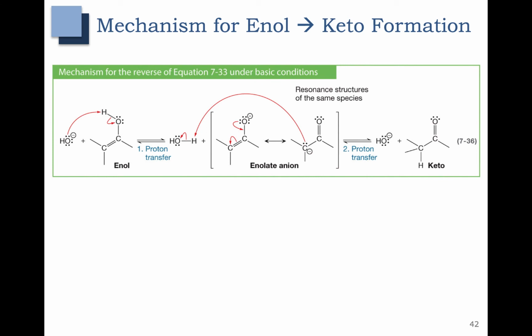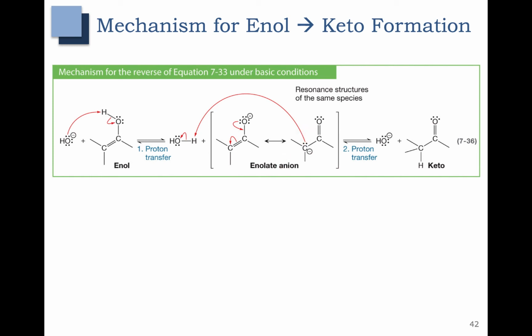Now let's look at the mechanism for enol-to-keto tautomerization, or enol-to-keto formation. We're just going to do the reverse of what we did before. In the previous example, we did our deprotonation of the alpha hydrogen, then our resonance, and then protonated the oxygen. And we're just going to do the reverse. So we're going to deprotonate the oxygen, then do the resonance, and then protonate the alpha hydrogen.